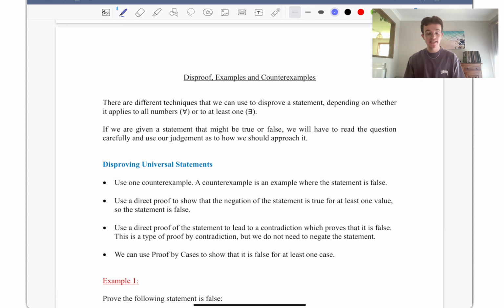Alright, so today we're going to have a look at disproofs, examples, and counter-examples. There are many different ways that we can disprove a statement depending on whether it applies to all numbers, and that would be our for all symbol, or to at least one number, and that's our there exists symbol.